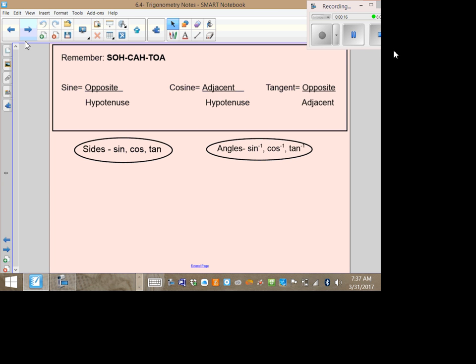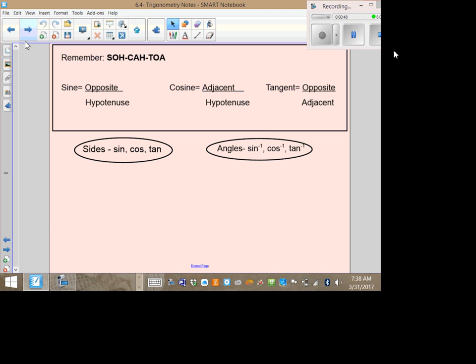You guys have talked about SOHCAHTOA before in algebra, but just to review, the S stands for sine, and sine equals the opposite over the hypotenuse, hence the SOH. Cosine equals adjacent over hypotenuse, hence the CAH. Tangent equals opposite over adjacent, TOA. So SOHCAHTOA. And for the sides, you're going to use the sine, cosine, and tangent.